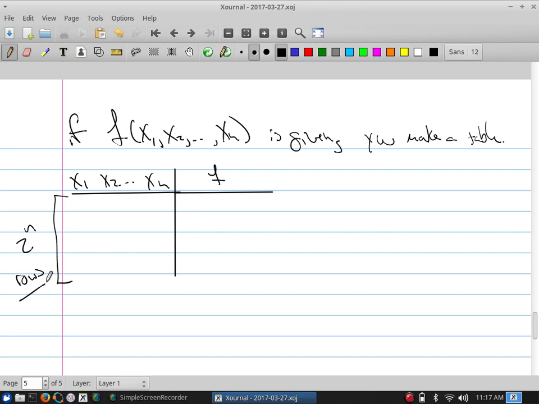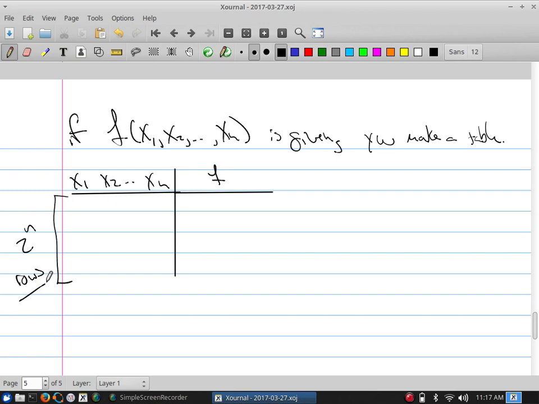How many possibilities are there for x1? 2. How many possibilities for x2? 2, right? So it would be 2 times 2 times 2, because to make this table, I have to do both combinations for the first and both combinations for the second. And so I'm going to have 2 to the n rows.